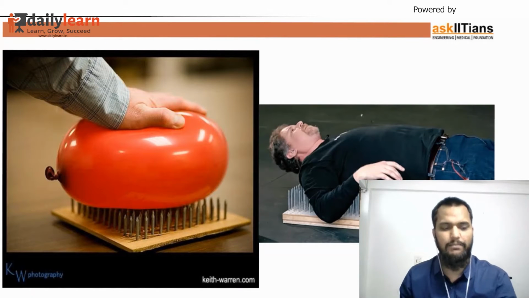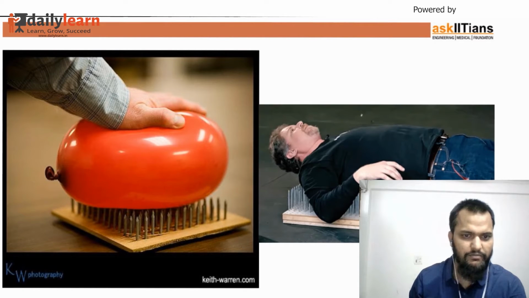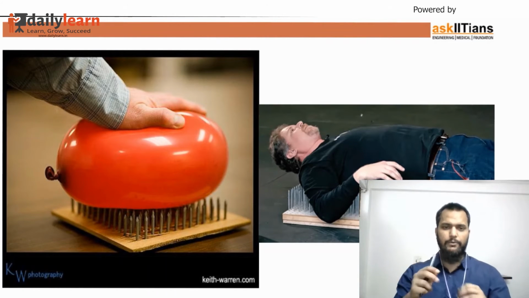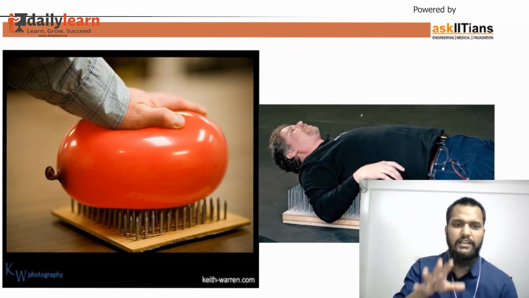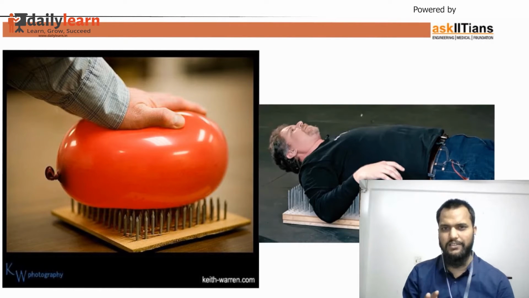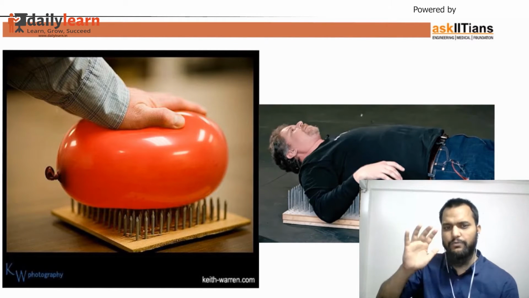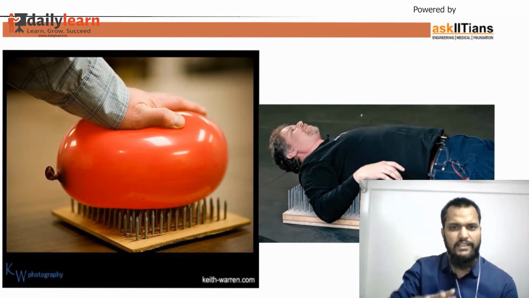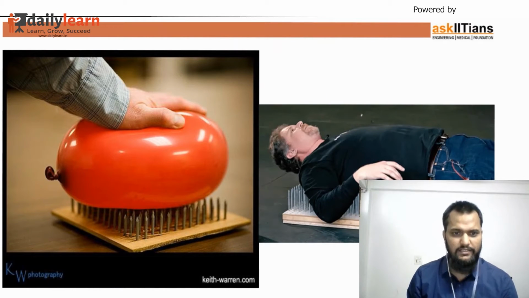Look at this second example, guys. Here we have a balloon. Now this balloon is being pressed against so many nails, and it's not getting burst. If I ask you, if there was only a single nail, and you would press this balloon against that single nail, what would happen? The balloon will burst. Yes?